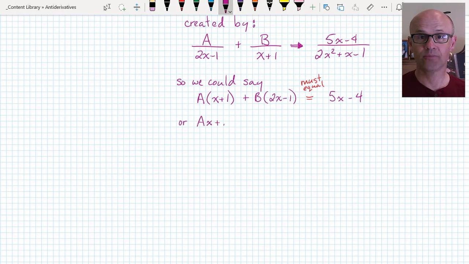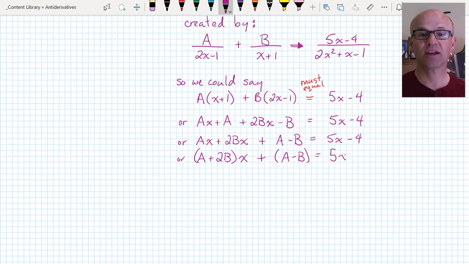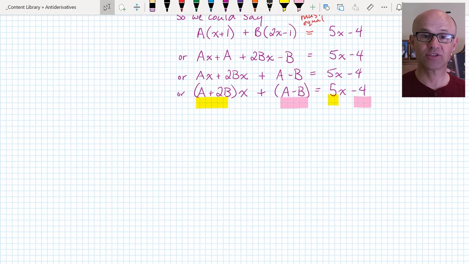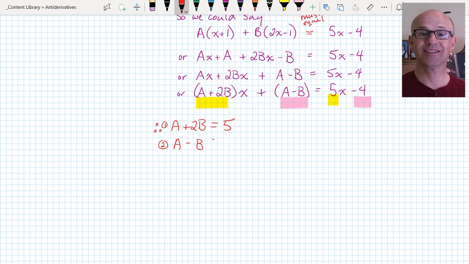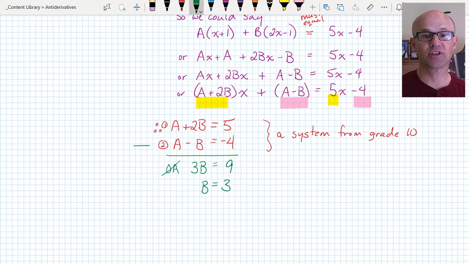Well, if I put the a and the b into the brackets and then isolate the pieces with an x, I can actually rearrange this a little bit so that I have a plus 2b times x and a minus b on its own. The a plus 2b must be the 5, the a minus b must be the negative 4. So I'm going to go all the way back to grade 10, and I'm going to say, hey, this is just like a systems of equations, which I can either use elimination or substitution for. I'm going to start using elimination.